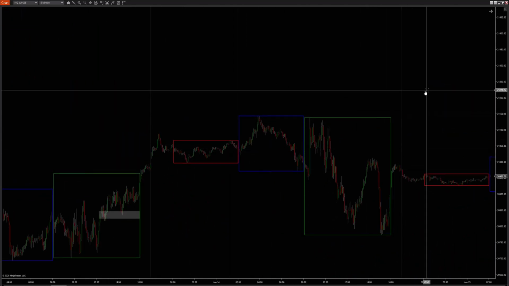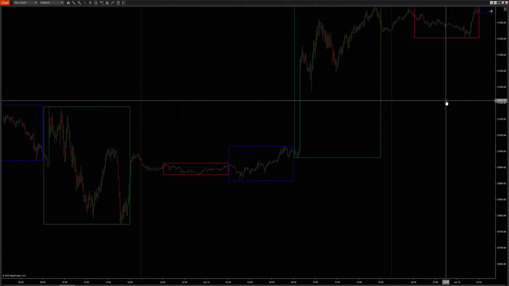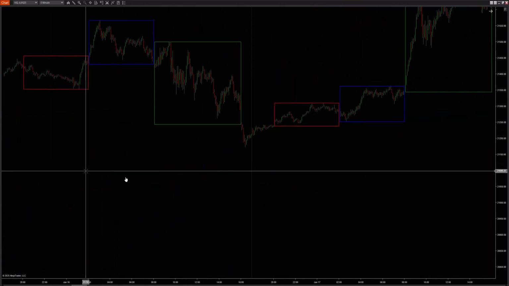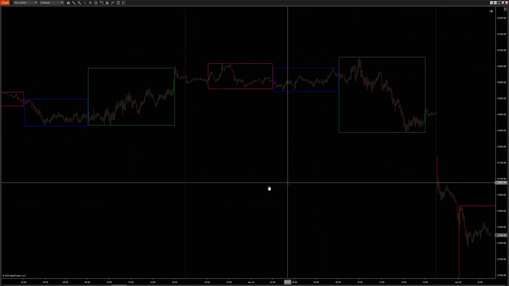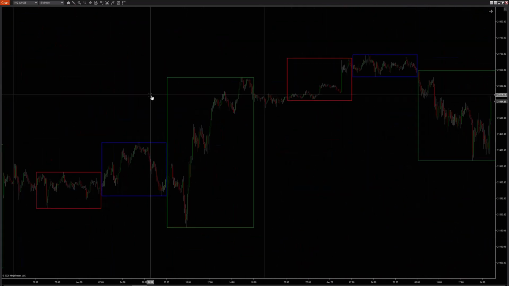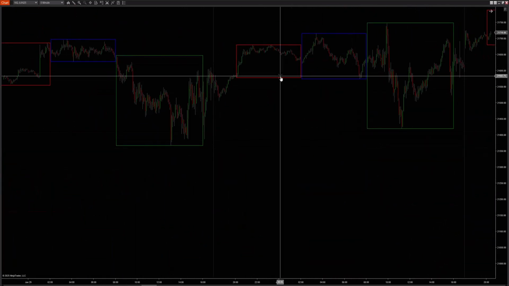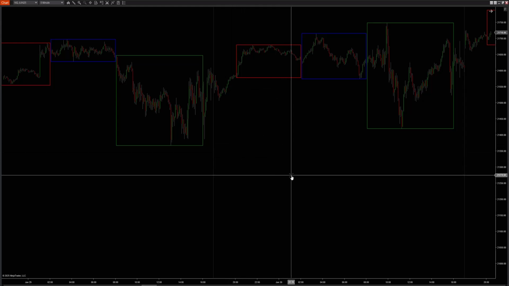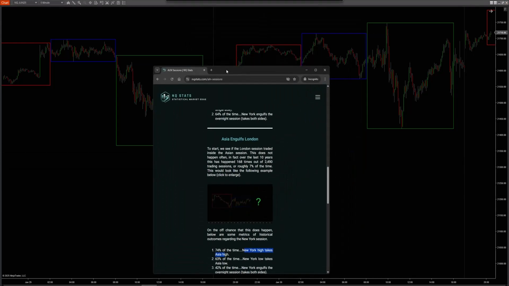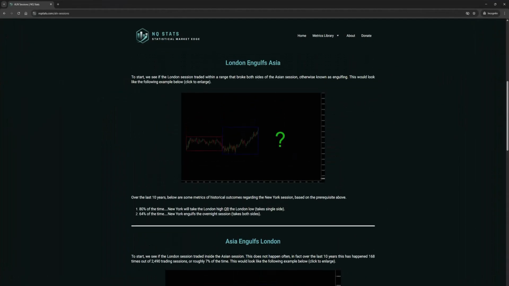That's a London engulfs Asia. Maybe, let's see, there's another one. And maybe there's one more recently. There's another one. All right, so we got 3 just within the January time period. When we're looking at Asia, or London engulfs Asia, that's when London engulfs both sides of Asia.